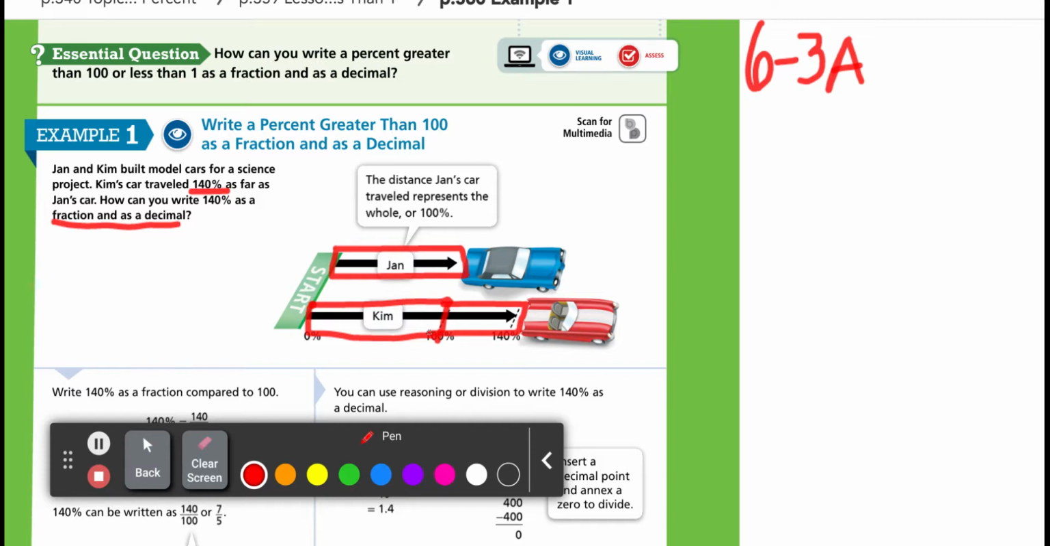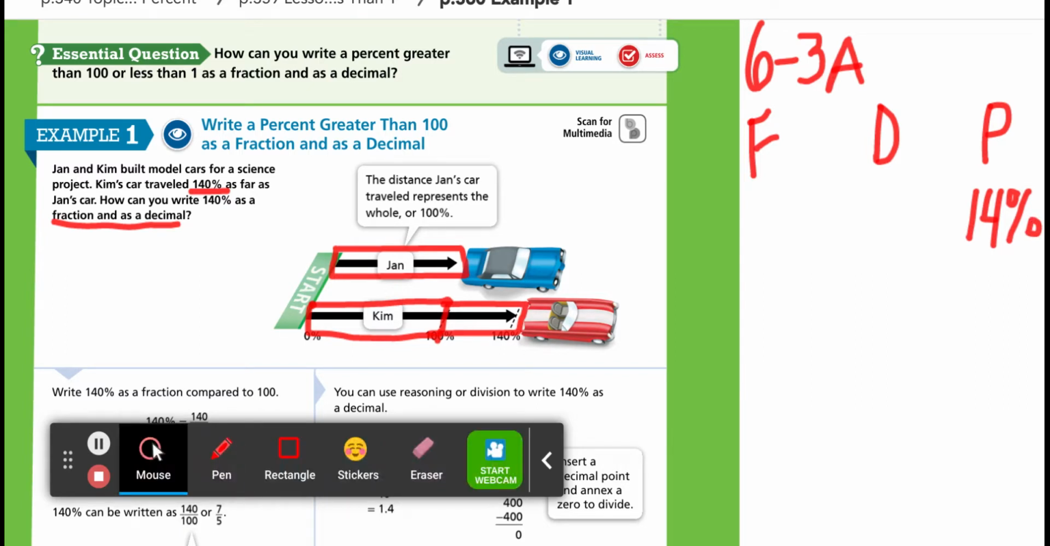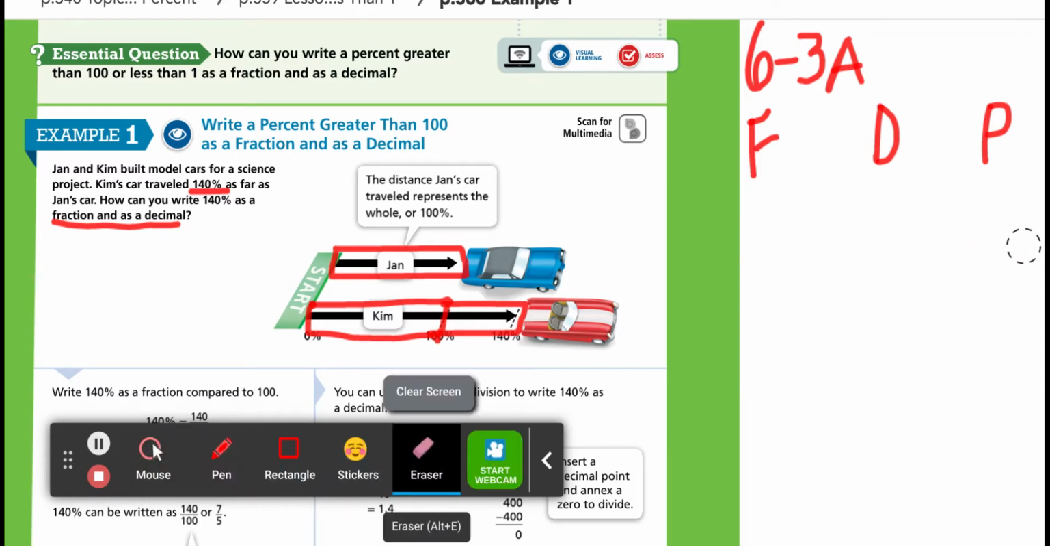But the directions say to write the 140% as a fraction and as a decimal. So let's start by writing. So if we have fraction, decimal, and percent, let's start by writing our 140%. Oops, that says 14%. I wanted to say 140%.